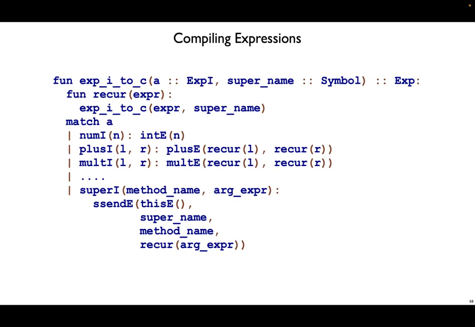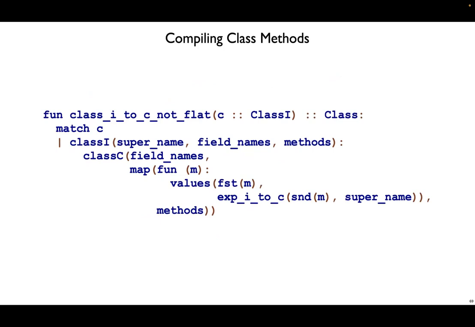We also have class I, so we will need a second compiler function for that. Class I to C, not flat. This function takes care of part of the compilation of classes. For every method inside of the class I, it calls our expression interpreter on the method body, and it passes along the current parent, super name. This helper gives us the correct code inside the class C method. In particular, all those super calls get translated into the right static sends.